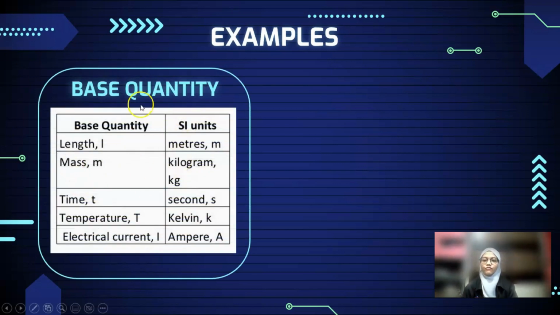Here are the examples for base quantity. Here is length. The symbol of length will be l and the SI unit will be meter, m. Next, for mass, its symbol is m and its unit is kg. For time, the symbol will be small t and its unit will be second. For temperature, the symbol will be large T and its SI unit will be Kelvin. And finally, for electrical current, its symbol is large I, and its SI unit will be ampere.